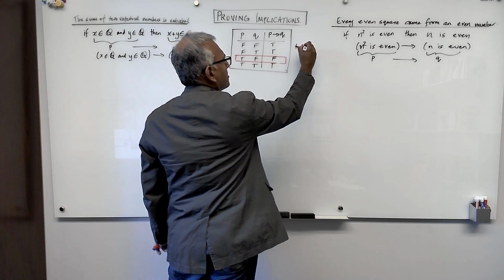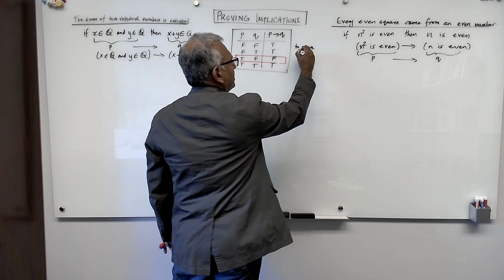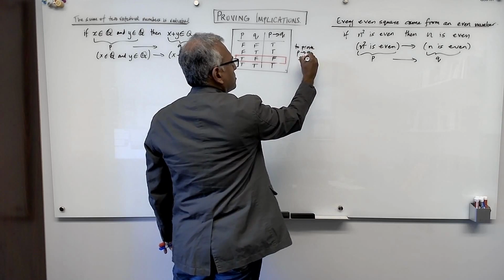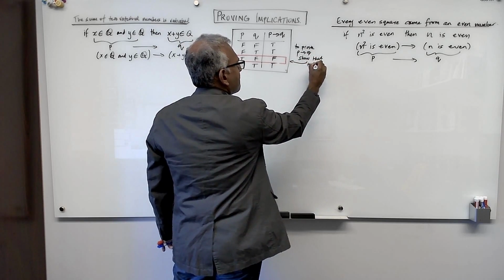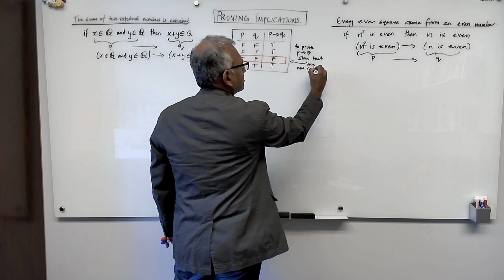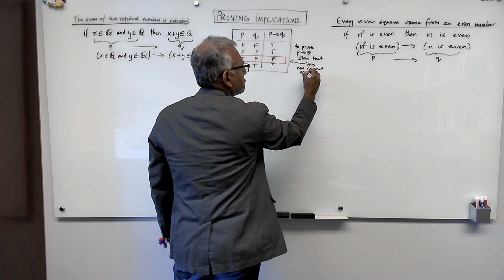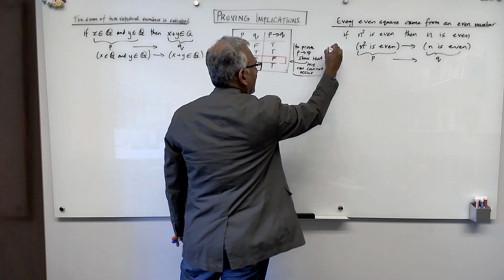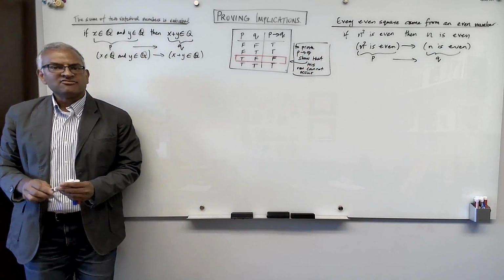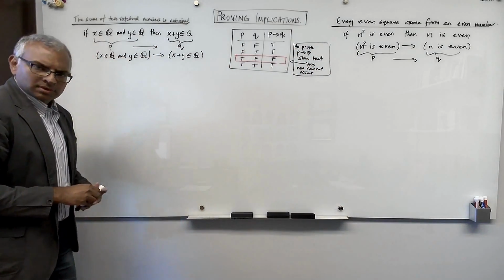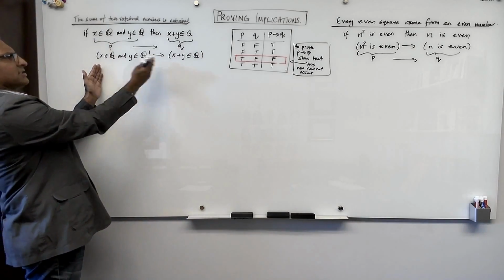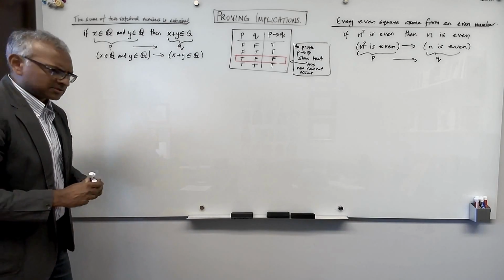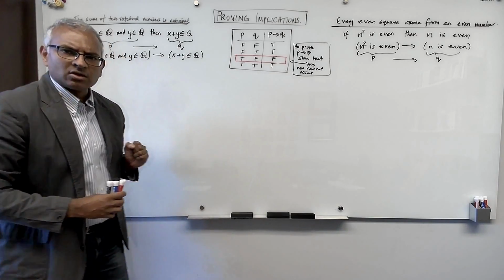To prove P implies Q, show that this row cannot occur. That's a fundamental idea. So let's see how that can work when we don't really know anything else about x and y or x plus y in this situation. So how do we show that this row cannot occur?